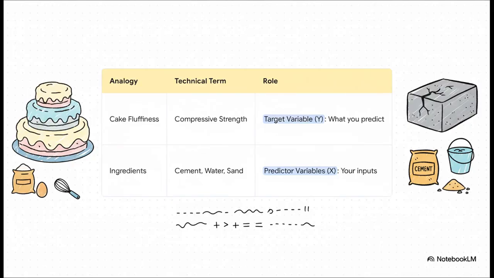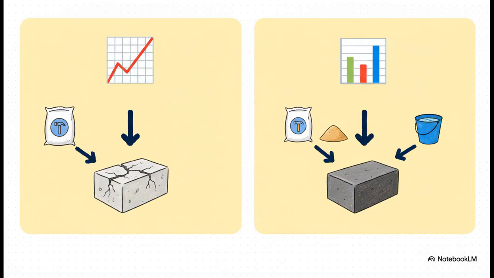What's so great about this is how perfectly it maps everything out for us. That cake fluffiness we were talking about becomes the concrete's compressive strength. That's our target variable, our Y. And all those ingredients, the cement, the water, the sand, those are our predictor variables, the X's. We're really just swapping kitchen terms for engineering terms. It's that simple.